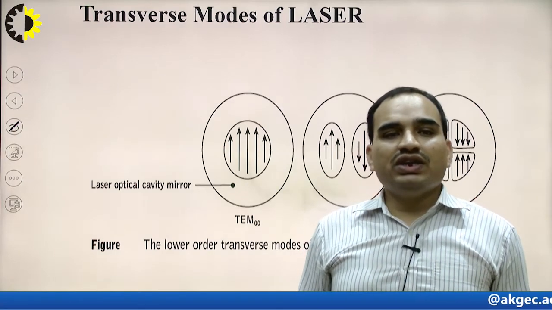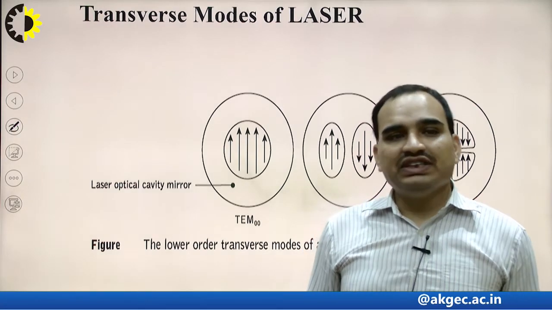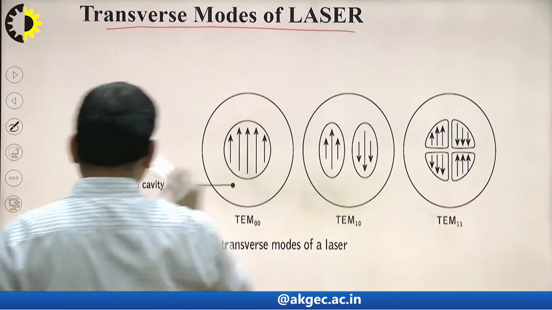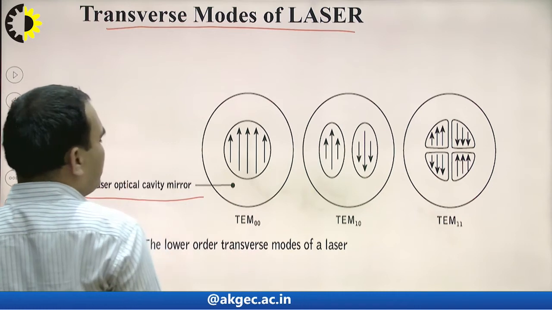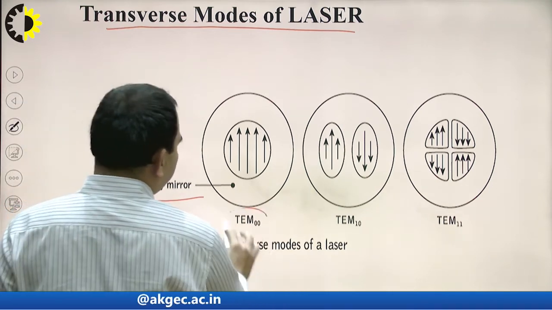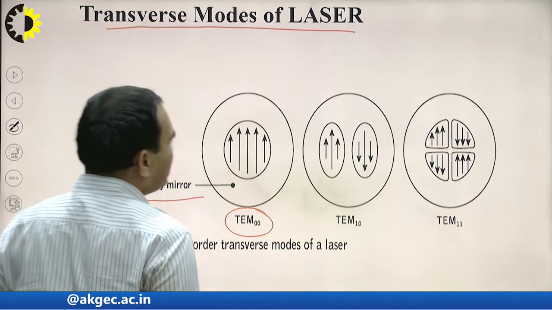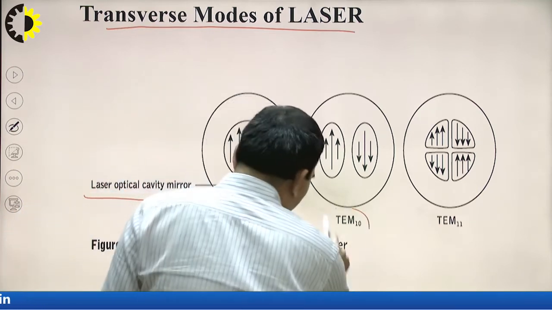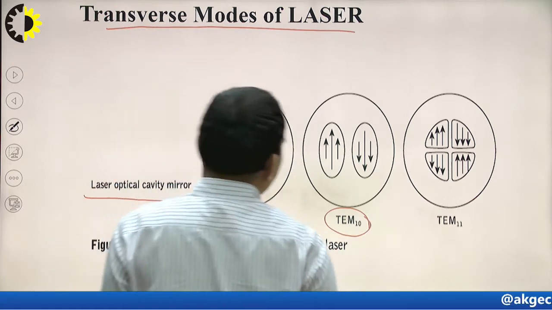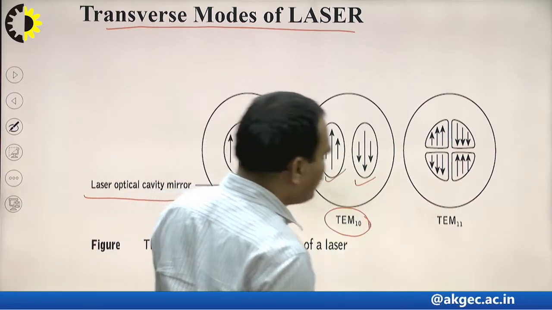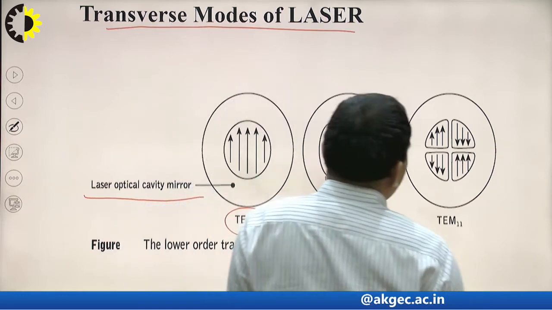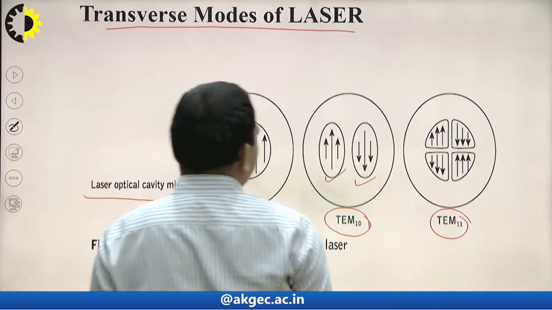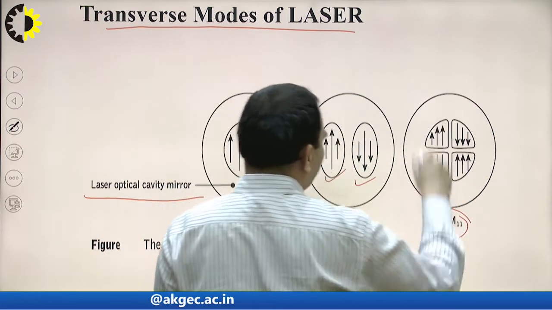Now we can see the lower order transverse modes of the laser. Here we have the different transverse modes of the laser optical cavity mirror. Here we have the TEM00 mode, where the electric field vectors are all aligned upwards. When we talk about the TEM10 mode, we have upward and downward electric or magnetic fields, and TEM11, as we can see, has a flower-like structure where the electric field is upward as well as downwards.